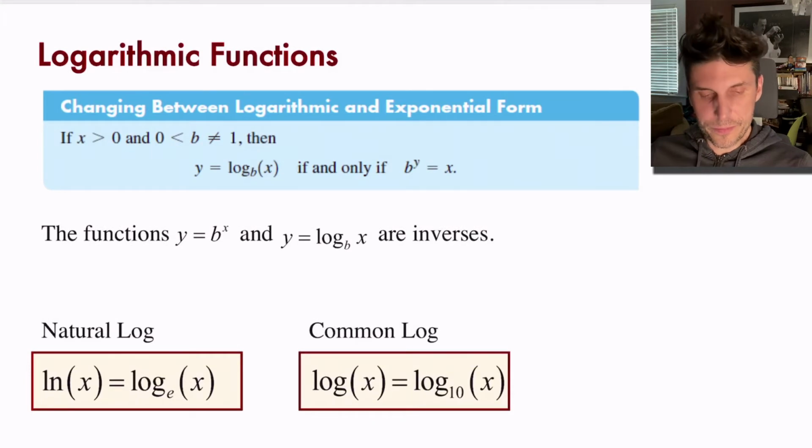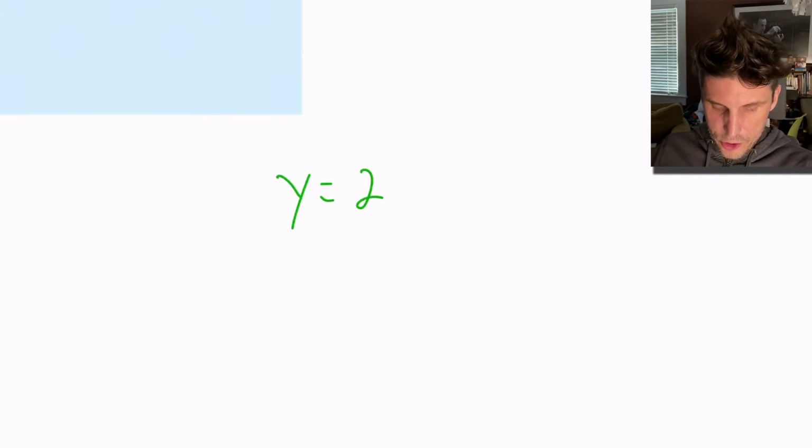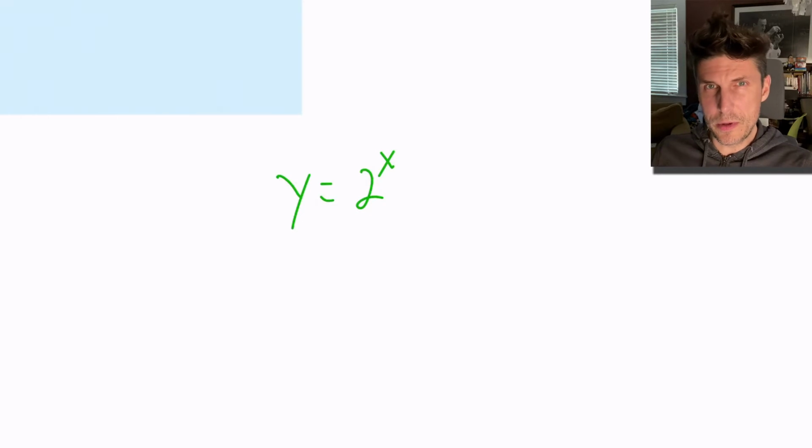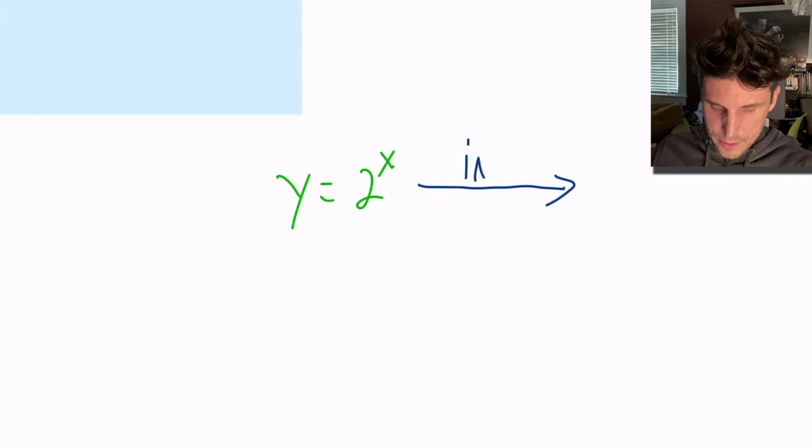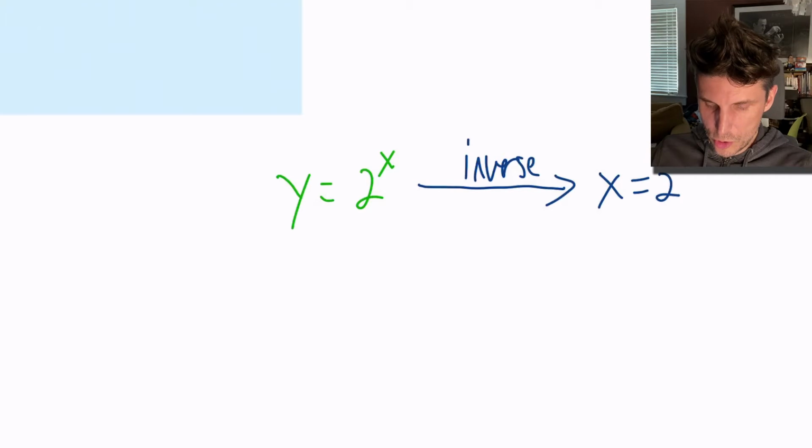So here on this particular slide, they say changing between logarithmic and exponential form. So I'll take you on a tiny little journey here. It's just worth noting. So say somebody said, hey, we have this function, 2 to the x. Can you give me the inverse to that function? So the first move you would make is you would just take x equals 2 to the y value. Okay, so that is what you would call the implicit inverse.